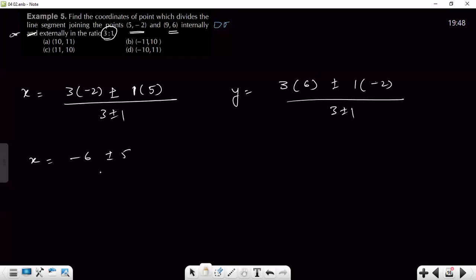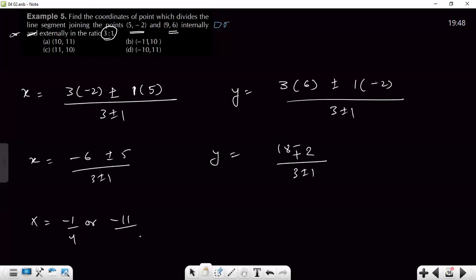-6 plus -5 divided by 3 plus minus 1. Y: 18 plus minus of 2. So the minus sign will change in the case 3 plus minus. Considering the first plus, let's say for the internal division, -6 plus 5 minus of 1 divided by 3 plus 1, that is 4. Or -6 minus 5 minus of 11 divided by 3 minus of 1, that is 2.